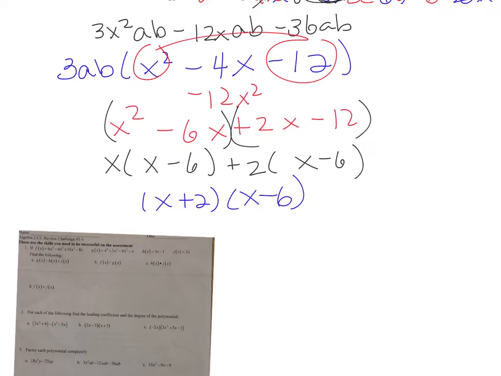And then don't forget to bring this guy down. So that's 3ab times x plus 2, x minus 6. All right, let's take a look at C. Okay, so C, I have a trinomial. So I'm going to multiply the first times the last, do master product. So I have negative 90x squared.